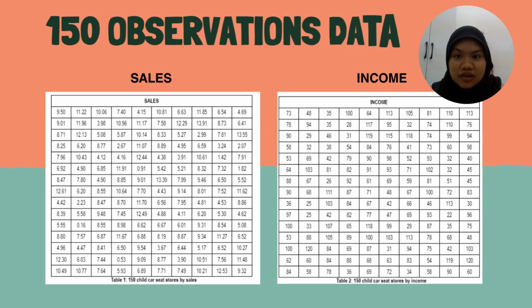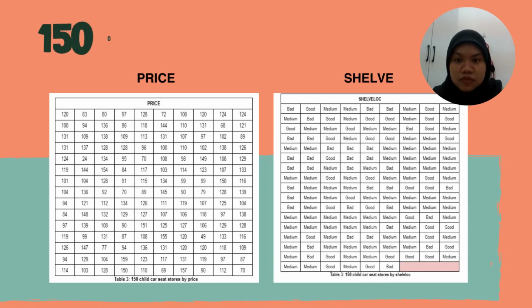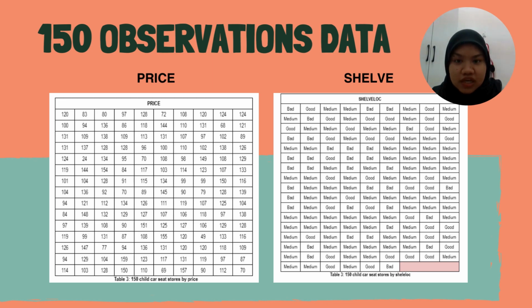This is 150 observation data. Number one is sale. Number two is income. This is 150 observation data. Number three is price. Number four is shelf versus log.